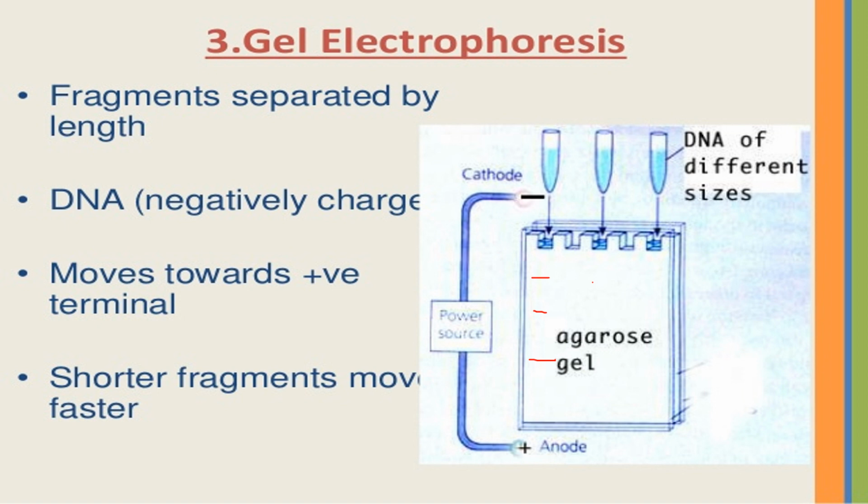Here the DNA separation occurs depending upon the size of the DNA. We know that the DNA has a negative charge. So when the electric charge is applied, it automatically moves towards the positive charge. The shorter fragments will move faster than the larger molecules. So this is the separation technique which depends upon the molecular weight.